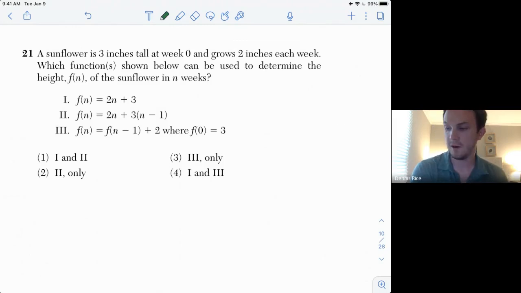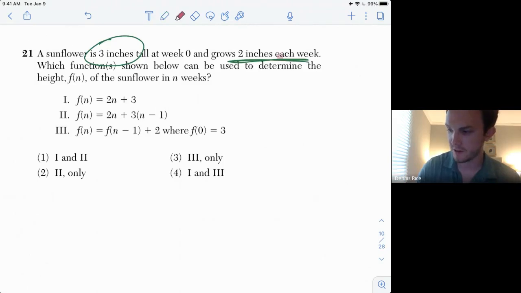Okay, so let's see. Starting with 3 inches tall, so already in my head, I'm making that connection to, all right, this is the y-intercept, this is the starting value, and then 2 inches per week. Each week keyword tells me this is a rate, so I'm thinking of this as slope. So choice 1 is literally the linear model there. Like 3 is the starting amount, and 2 is the slope.